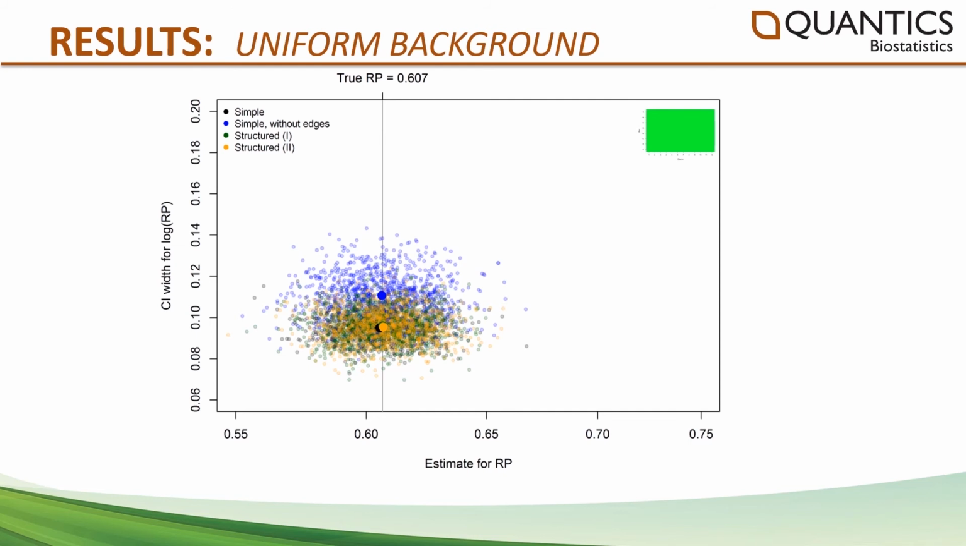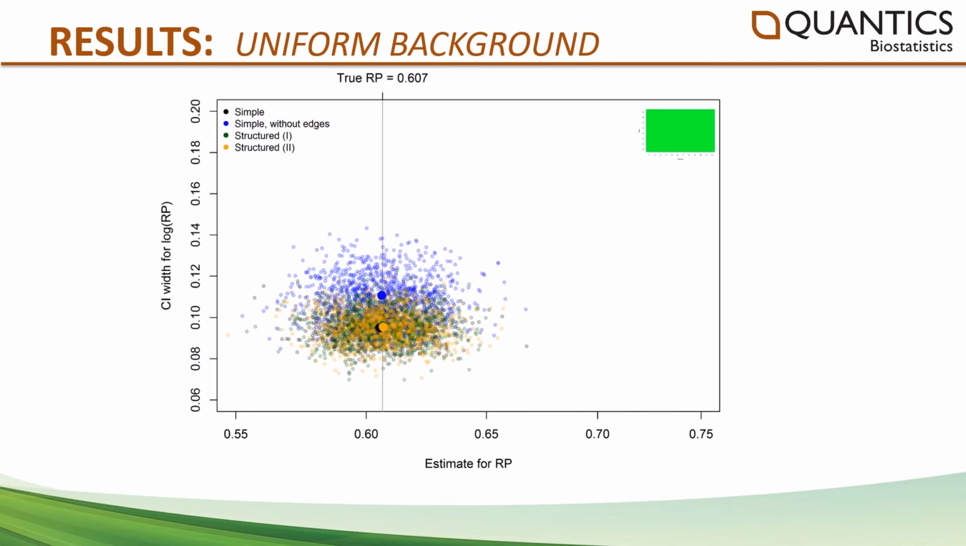All of the other ones are kind of lying on top of one another. So you can see the yellow, which is the structured 2 design, the green, which is the structured 1 design, is kind of underneath the yellow, and the black, which is the simple plate design, is also underneath that. So the only difference really here with a uniform background is between the simple design with the edges excluded, that's the blue cloud, and all of the others. And what that's telling us really is that because there's no background, it doesn't matter what your design looks like because there is no bias anyway. So the fancy designs don't really help us here.